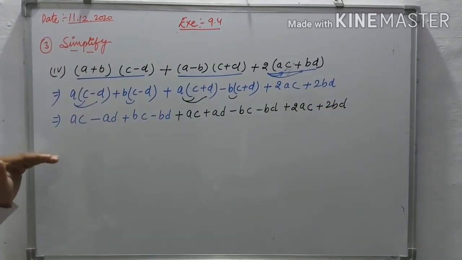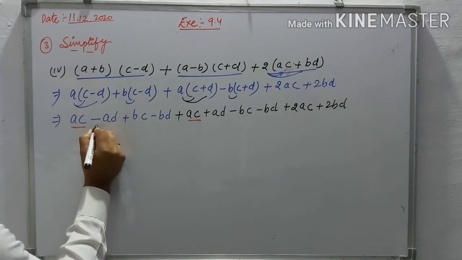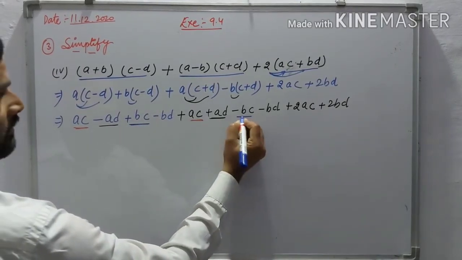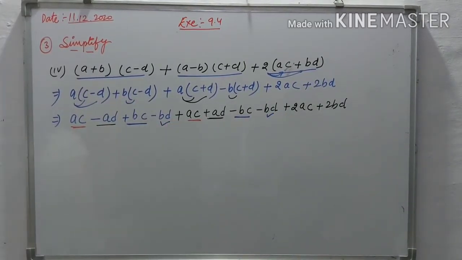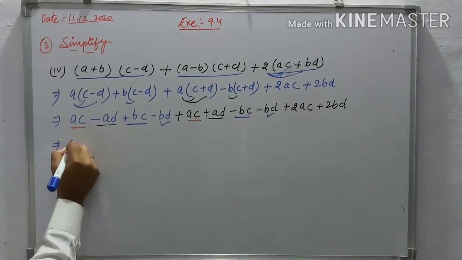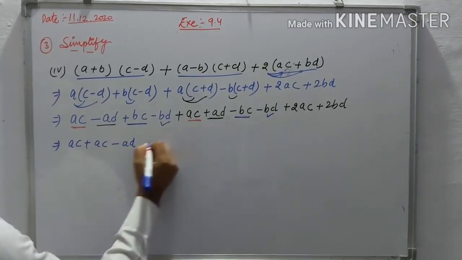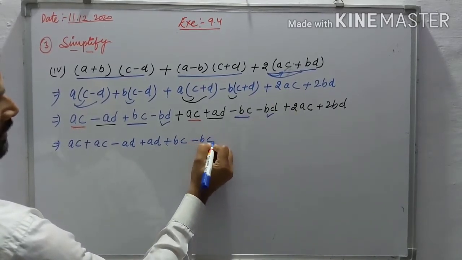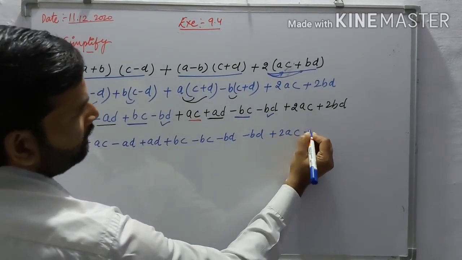Okay, multiplication finished, and now search the like and unlike terms. Okay, AC AC is like terms, AD AD, okay, and BC BC and BD BD. So like terms will be written in the same continuation, that means AC plus AC. Next is AD plus AD, next is BC, minus BC, and next is BD minus BD plus 2AC plus 2BD.